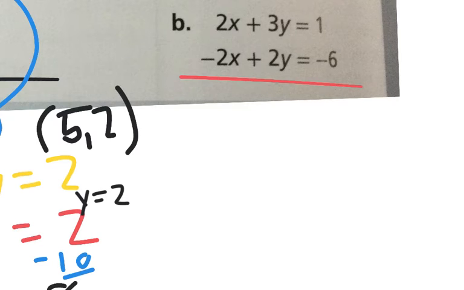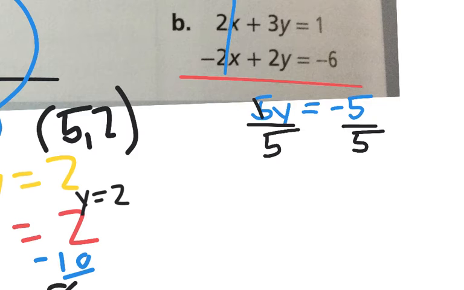Okay, if I combine these, do I have anything that'll eliminate right at the get-go? Yes. x and negative 2x, minus 2x. Those eliminate to give you 0. What is 3y and 2y? 5y. That is 5y. 1 minus 6. Negative 5. y is being multiplied by 5, which means you need to divide by 5. Equals negative 1. So y equals negative 1.